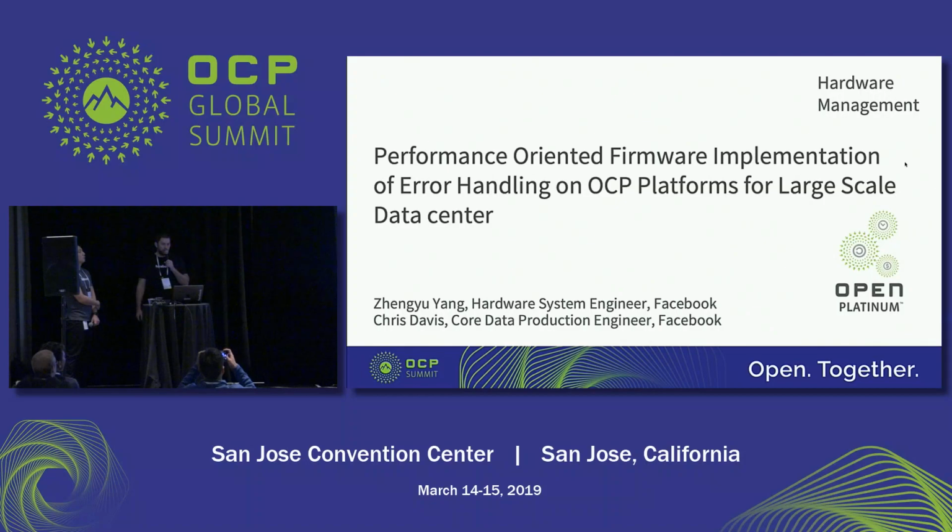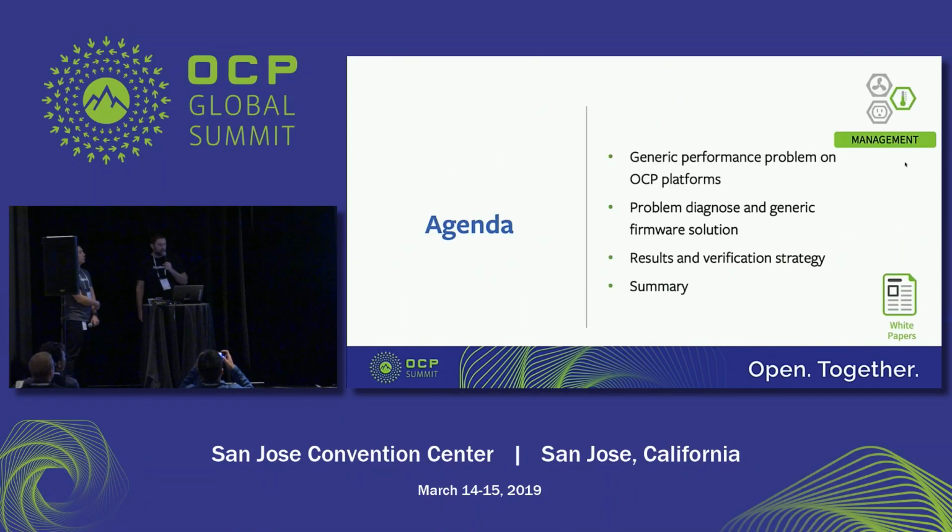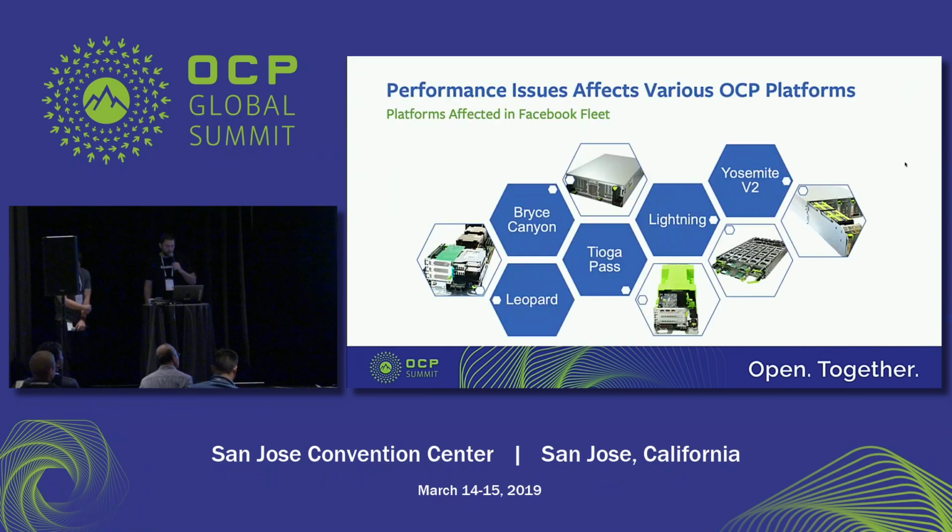So today we're going to talk about a generic performance problem that affects OCP platforms. I'm going to go into a bit about how we saw this problem manifest in our production environment and how we detected it and figured out what it was. And Zhengyu is going to tell you a bit about what's actually going on in the platform layer and how it can be fixed. So at Facebook, we run a variety of OCP platforms.